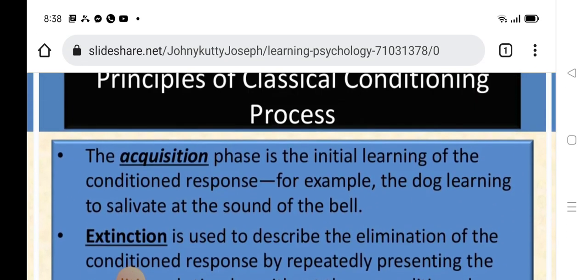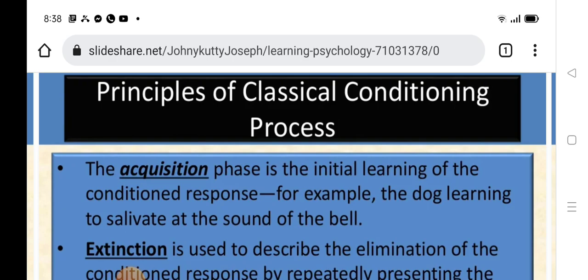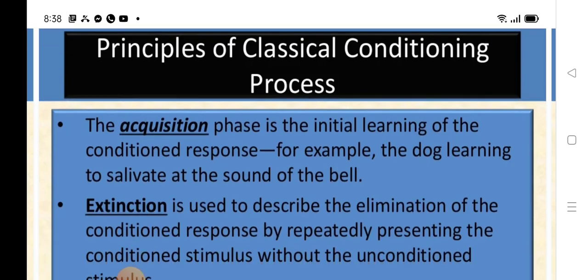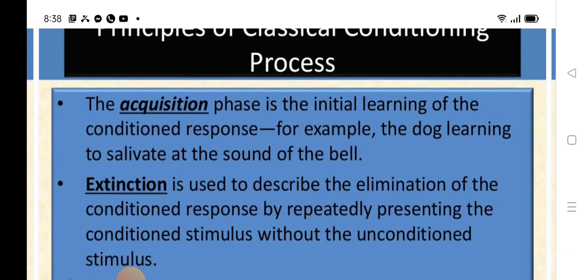So I have some classical conditioning principles. What are the principles of the classical conditioning process? We have the acquisition phase. It's the initial learning of the conditioned response. For example, the dog learning to salivate at the sound of the bell. So this is the acquisition, the association of two stimuli together.